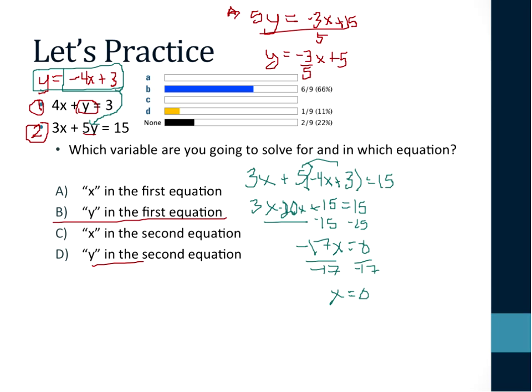Okay, and x equals 0 is totally a valid point. I then took x equals 0 and said, well, if y equals negative 4x plus 3, then y has to equal negative 4 times 0 plus 3, which means y equals 3. So my point is (0, 3). I could have also graphed this and noticed that it is the y-intercept. I also could have written 3x plus 5y equals 15.